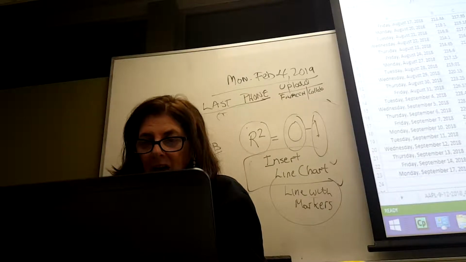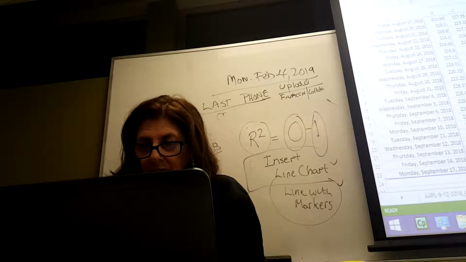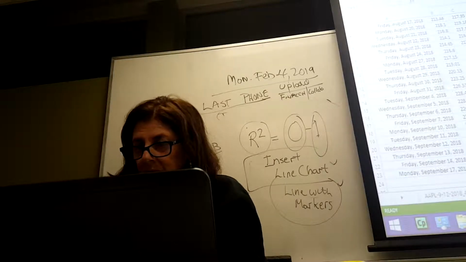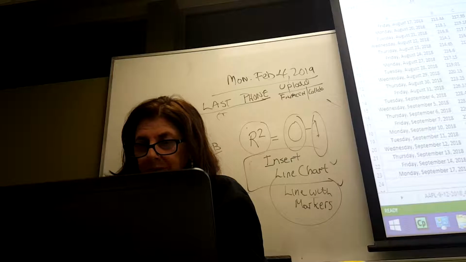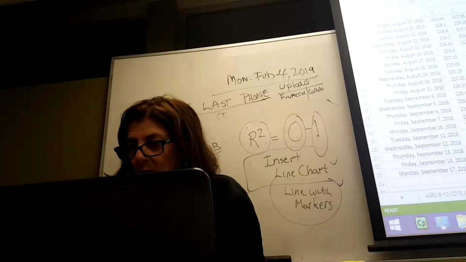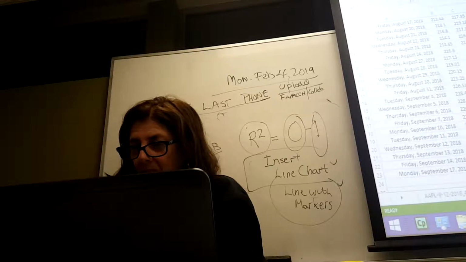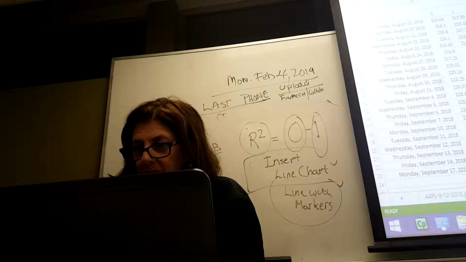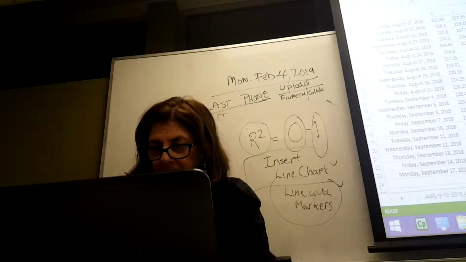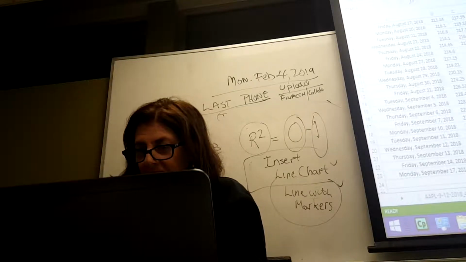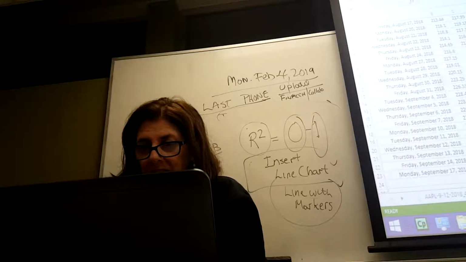Now, how do I make another one? Add trend line. Go to polynomial. What order? 6 order. I go to order 6. How many forward? 5. And I want to display the equation on the chart. I want to display my r squared.